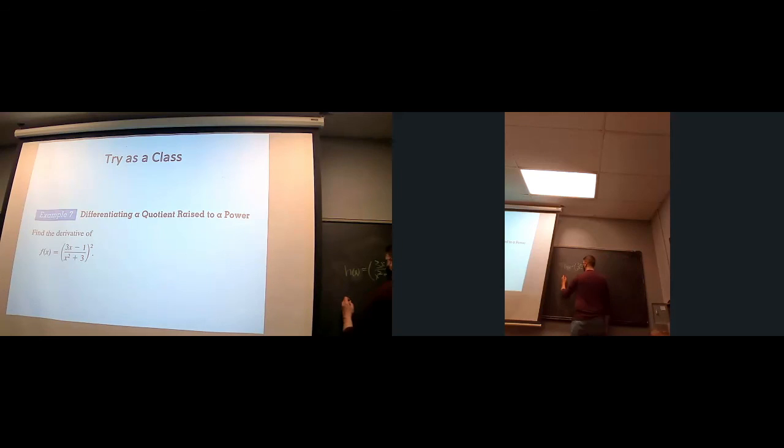Now we can rewrite f of u as u squared. We can rewrite u as 3x minus 1 over x squared plus 3. Use different colors so everything's easy to read.